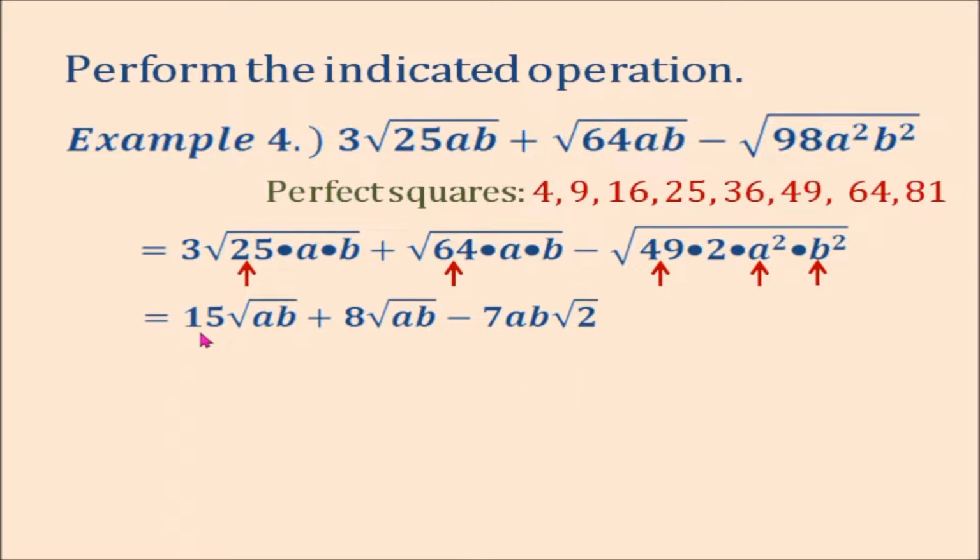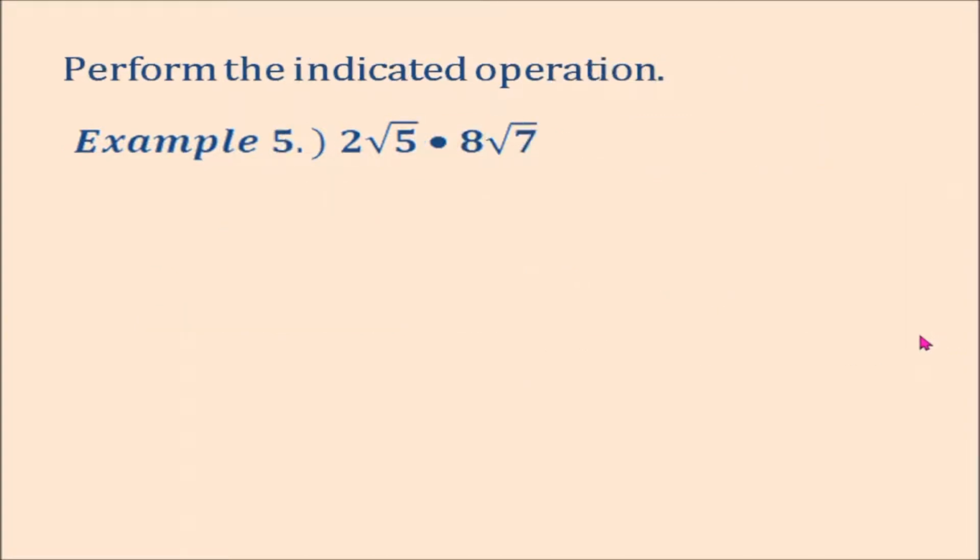So we can add 15 square root of ab plus 8 square root of ab because they have the same radicands. So that's 15 plus 8 is 23. Then we will just copy down minus 7ab square root of 2. So this is our answer.